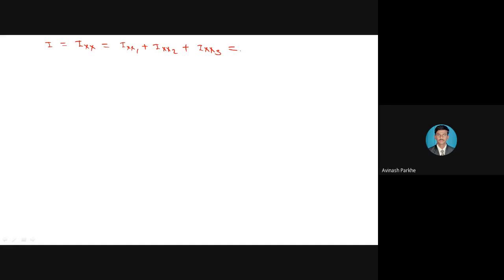What is the total moment of inertia? Yes, 69.59 into 10 raised to 6 mm raised to 4. Okay, so this is the total moment of inertia we have calculated. We have done the addition of Ixx1, Ixx2, Ixx3, and you got the answer 69.59 into 10 raised to 6.